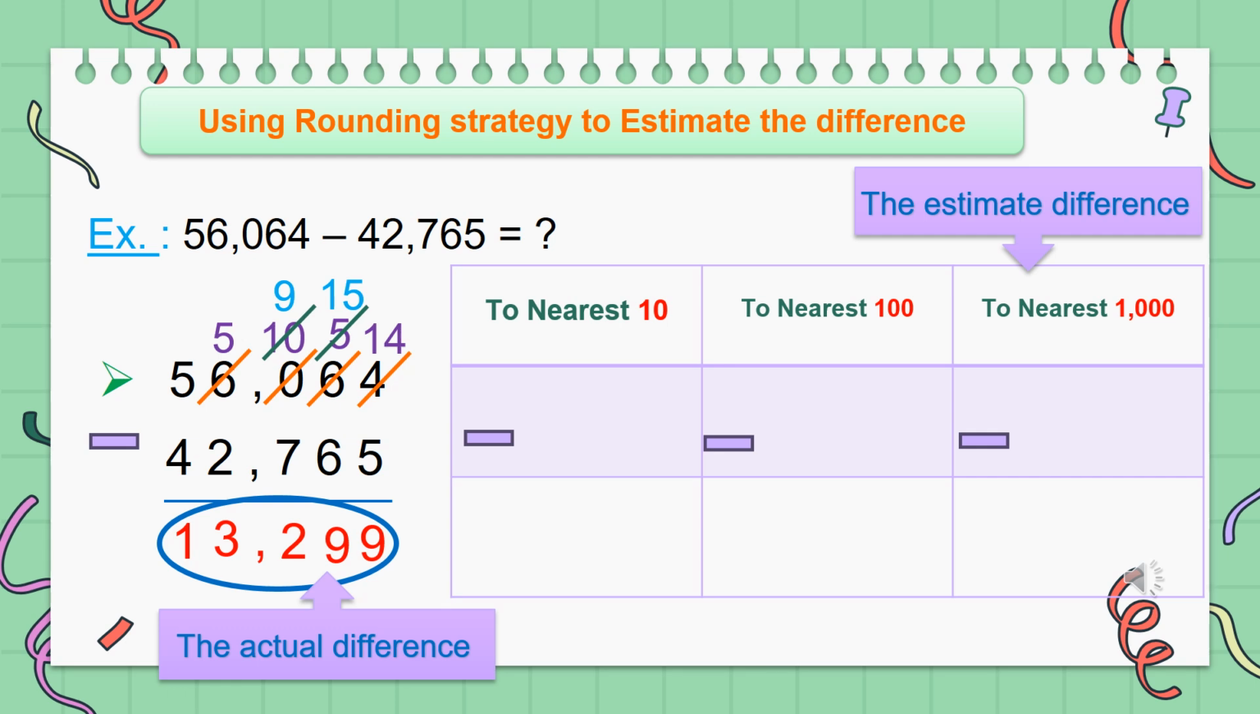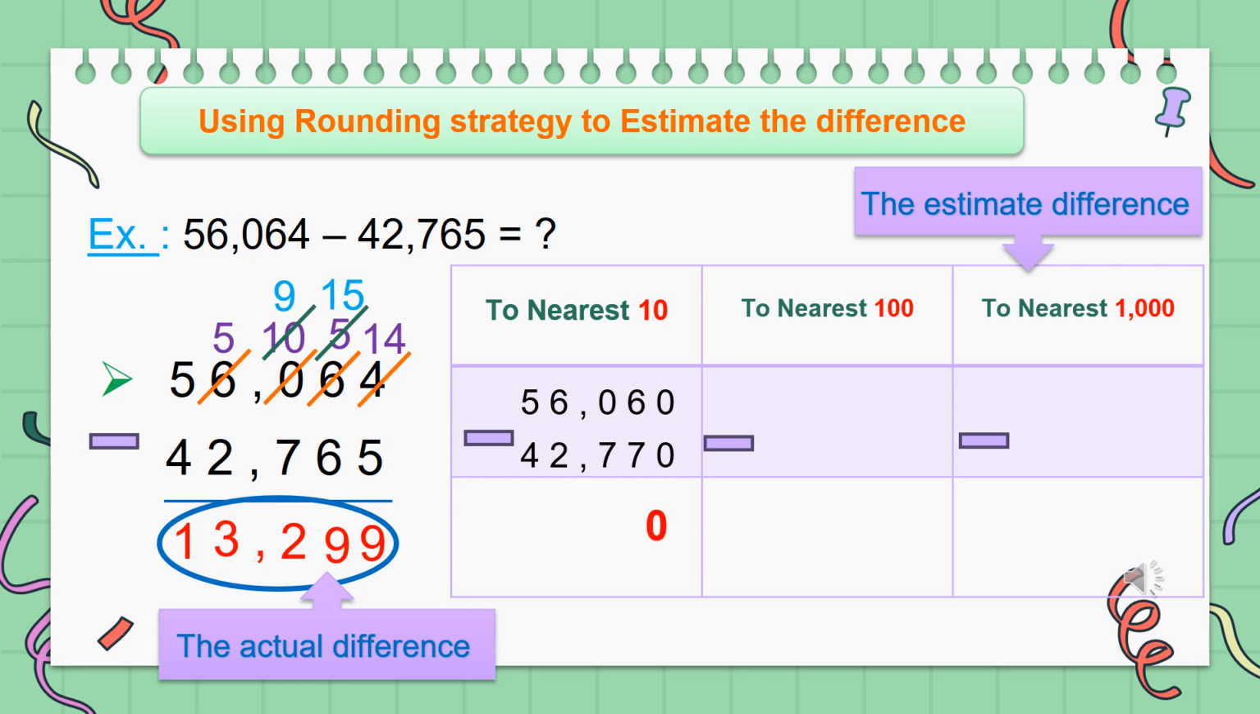The first number, let's get the estimation to the nearest 10. In tens place, 6. Look at 4. 4, you are rich or poor? Poor. So I will cancel 4 and put 0. So the estimate will be 56,060. Second number, in tens place, 6. Look at the next number, which is 5. 5, you are rich or poor? Rich. So I will give you an extra 1 to be 42,770.